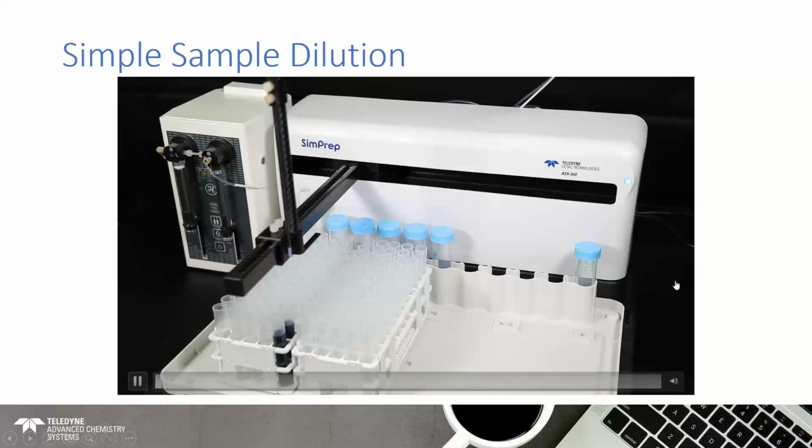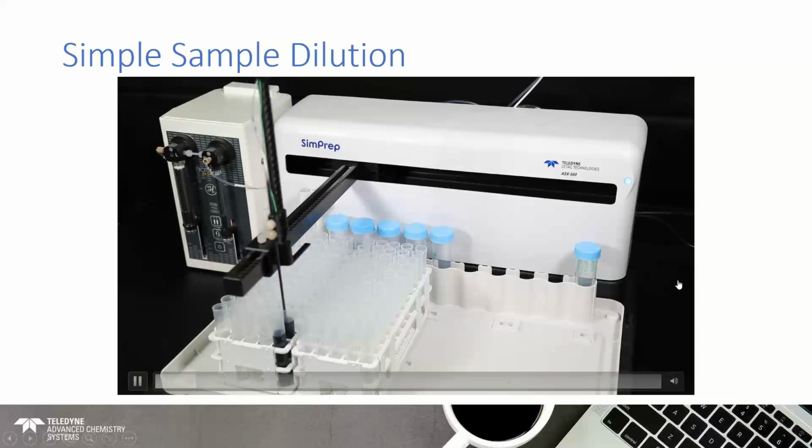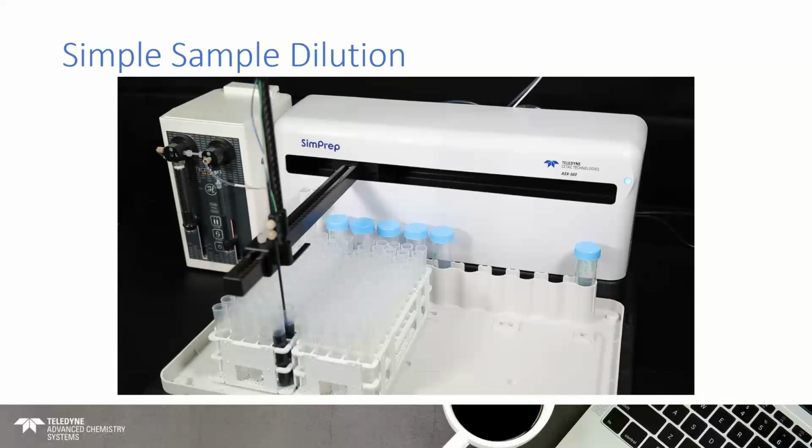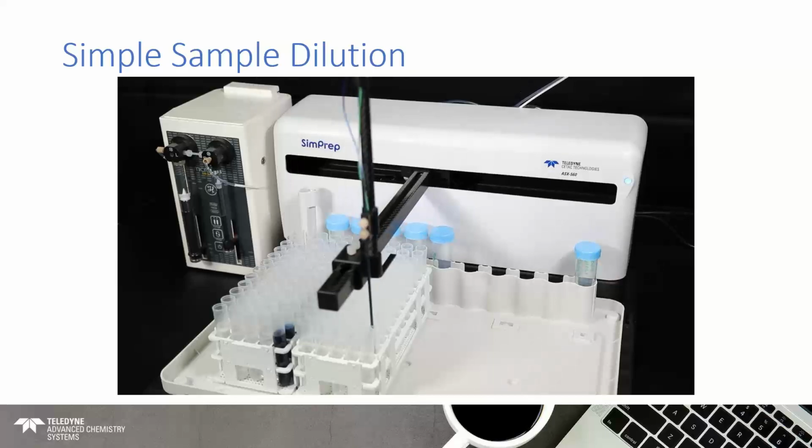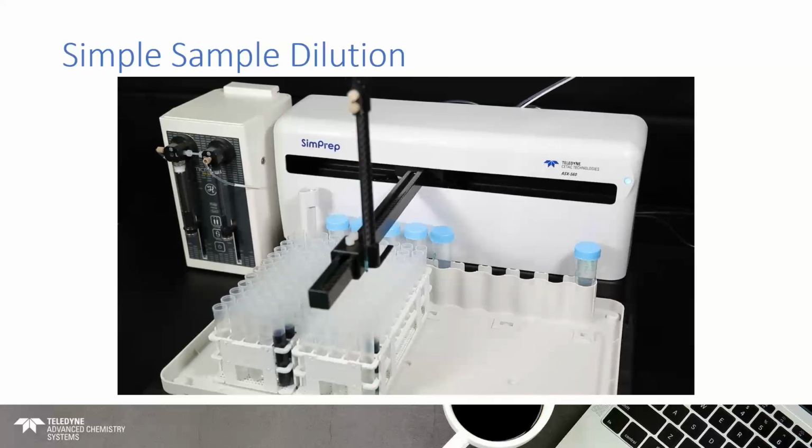So I'm just going to start this video. We send our sample probe to a sample. We pull a sample aliquot, and it's held in the sample probe. And then we move the probe to a different position. You'll see that the larger syringe has filled with media as well. And then they both push their respective media through the probe, and then you get your diluted sample in an empty tube. So something as simple as a 1 in 10.